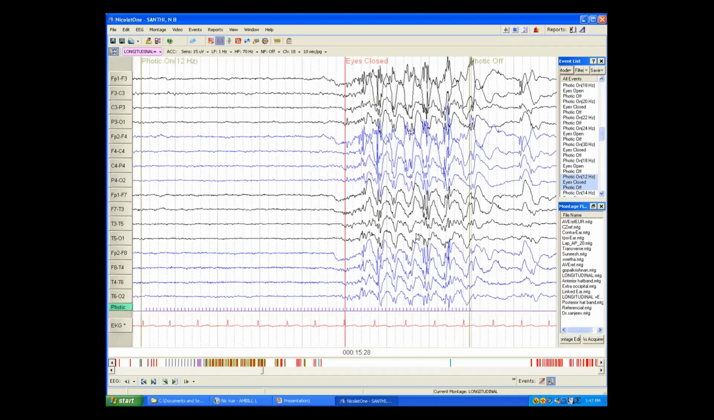Again, it's another example of a response at 12 hertz, which happens only on eye closure and stops along with the stimulus. You can see this pink one, this stimulus stops here, and when the stimulus stops, this discharge also stops. And the persistence of the discharge beyond the stimulus, if it happens, is an indicator that the patient might develop a seizure.